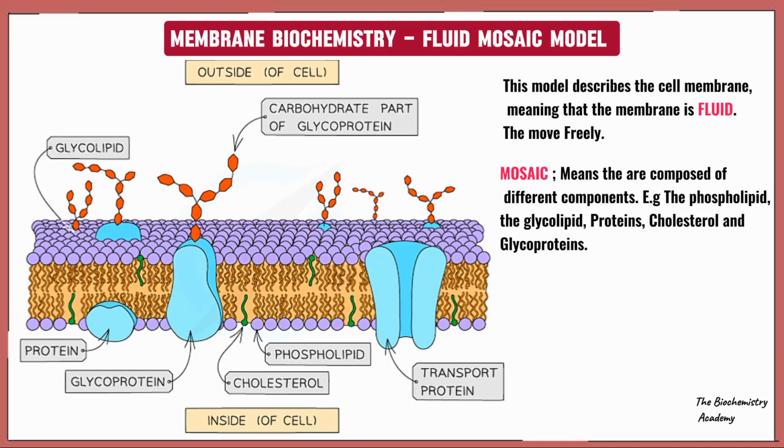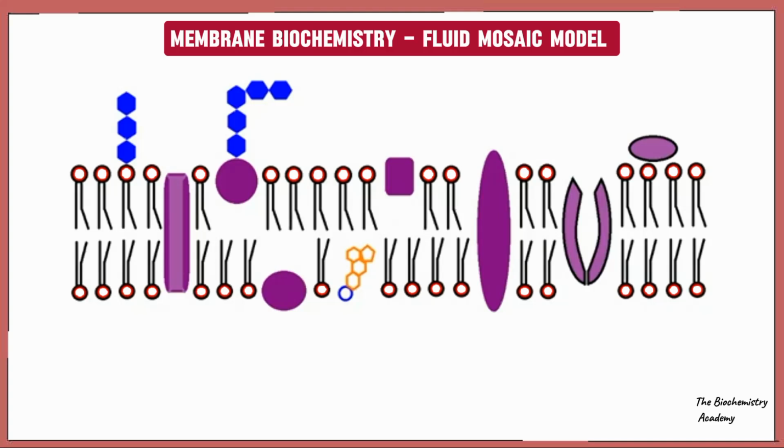For example, we have the phospholipid, we have the protein, and we also have the cholesterol, meaning that the cell membrane is made up of different parts. It is composed of different components like the cholesterol, the glycoprotein, the glycolipid. Now, the first component we will discuss are the phospholipids.